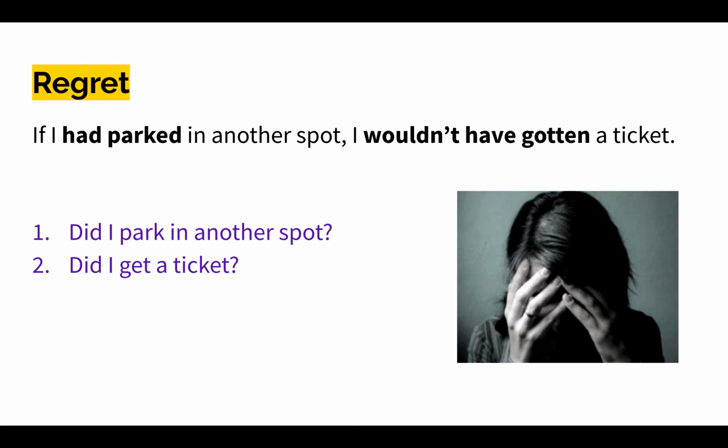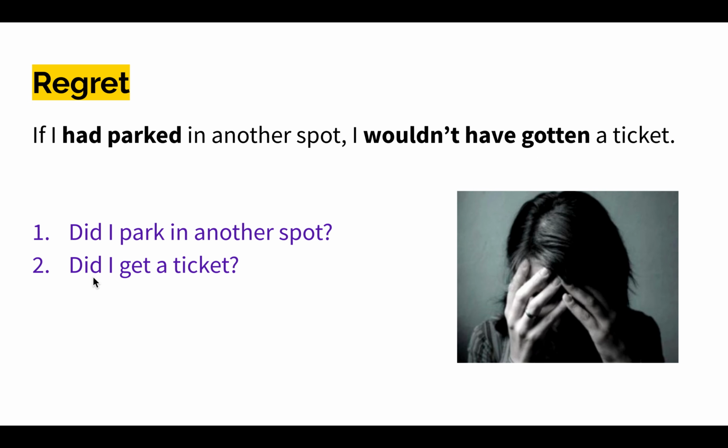Okay, the biggest thing to remember with the third conditional is that it talks about regret. We often use it to talk about something that we regret about the past or we wish had happened or didn't happen, right? If I had parked in another spot, I wouldn't have gotten a ticket.